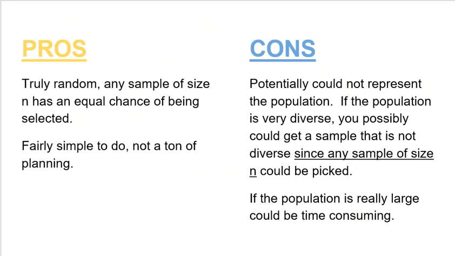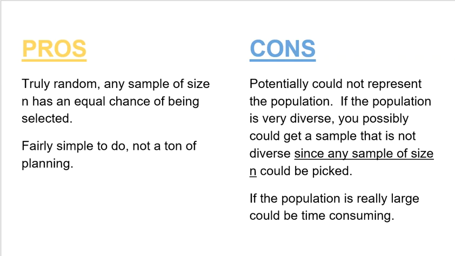Now, what are the pros here? It is truly random. Any sample of size n has a chance of being picked. It's very simple to do. Really not a ton of planning goes into it. Everybody gets a number. Don't allow repeats. Don't use numbers that nobody has, and start picking.